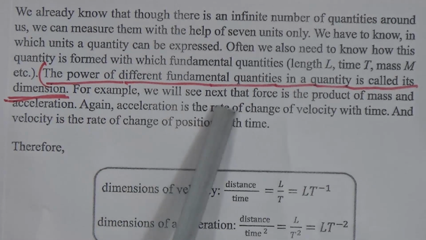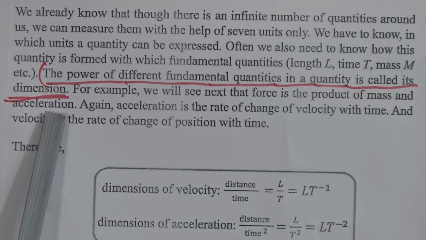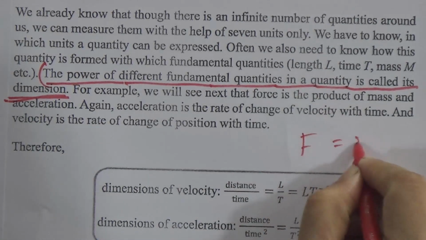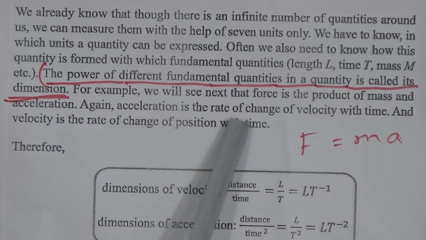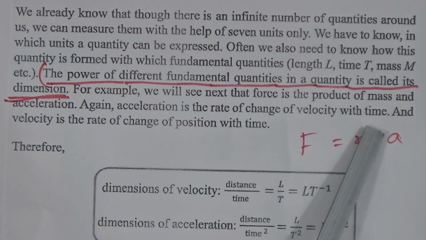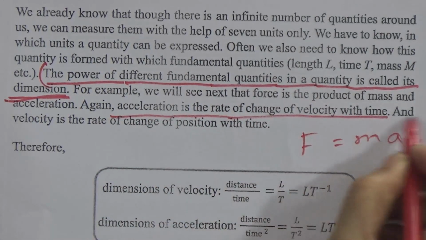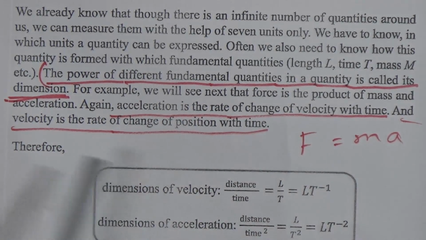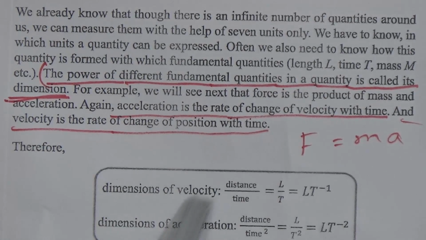For example, we will see next that force is the product of mass and acceleration. Force means F equals ma. Again, acceleration is the rate of change of velocity with time, and velocity is the rate of change of position with time. From this discussion we will know the dimension of velocity.